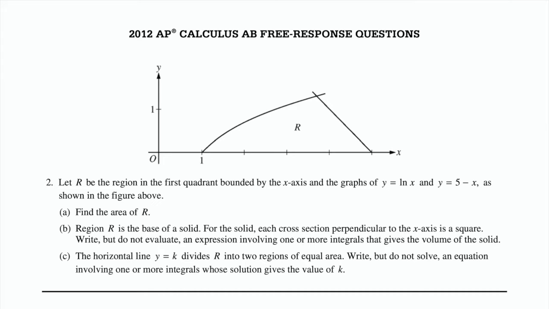Let R be the region in the first quadrant bounded by the x-axis and the graphs of y equals the natural log of x and y equals 5 minus x, as shown in the figure. And our first question is to find the area of that region R.